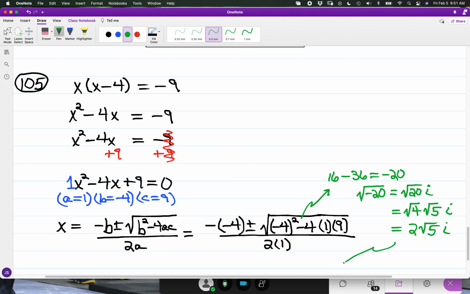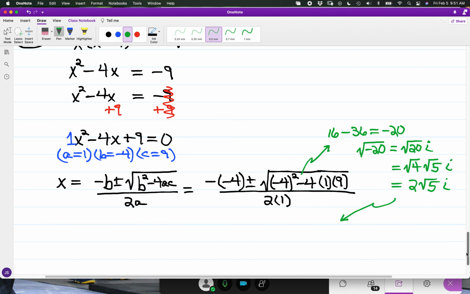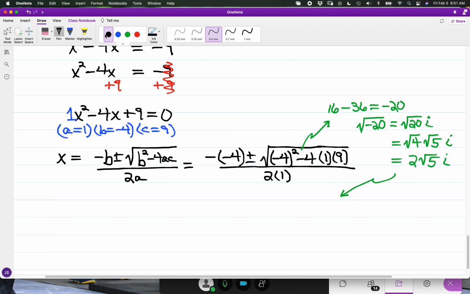So in the case of putting back, we're going to have for x: the opposite sign of negative 4 is positive. You have plus or minus, and again, with the radical, which we had the square root of negative 20, we have 2 times the square root of 5 times i. And we have all over 2.